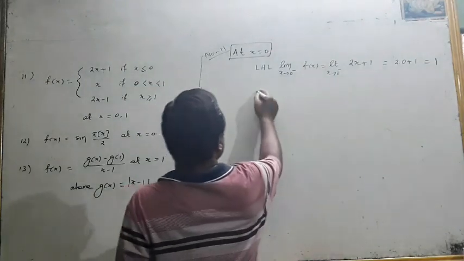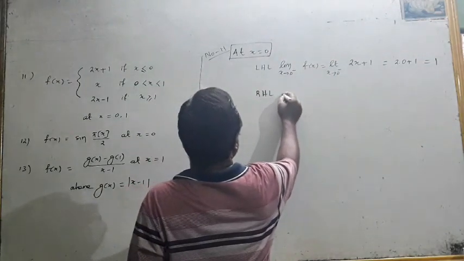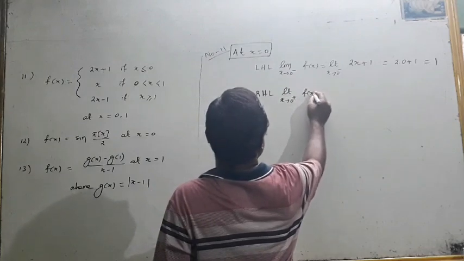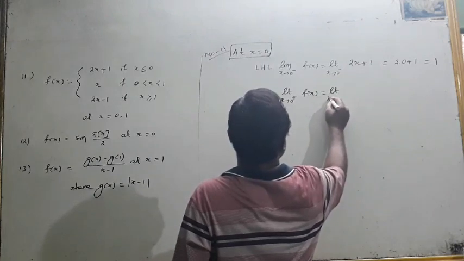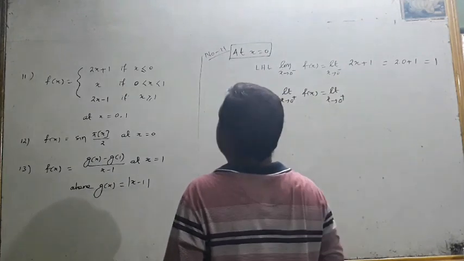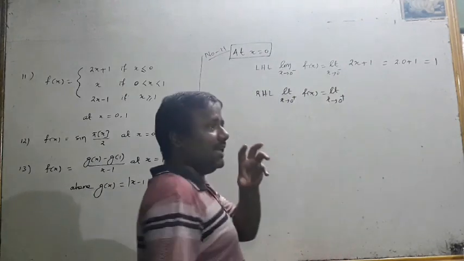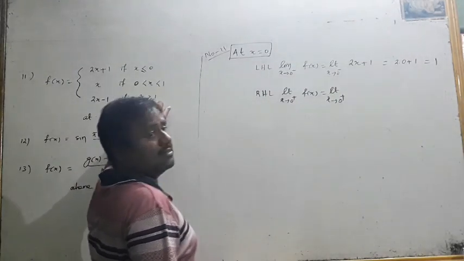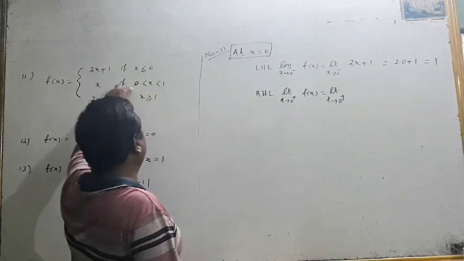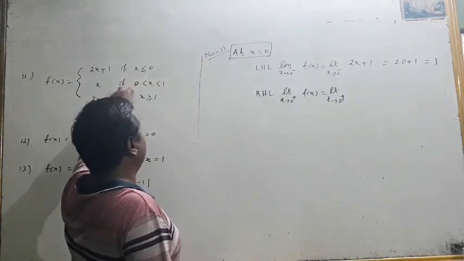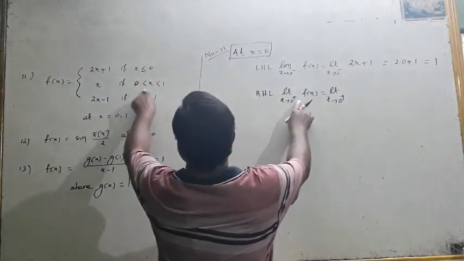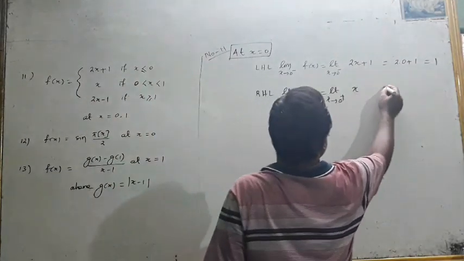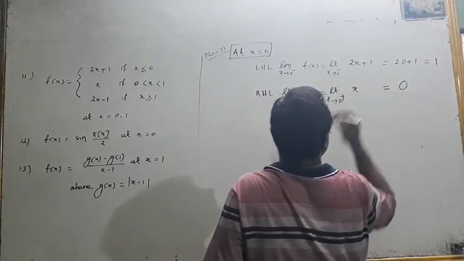Next, right hand limit. Limit x tends to 0 plus of f(x). What is this 0 plus? It means x is slightly greater than 0. Then it will not come to this part. It will come to this part, because when x is greater than 0 plus, it is in between 0 and 1. So here it is 0, and you put 0 here, you will get the answer 0.